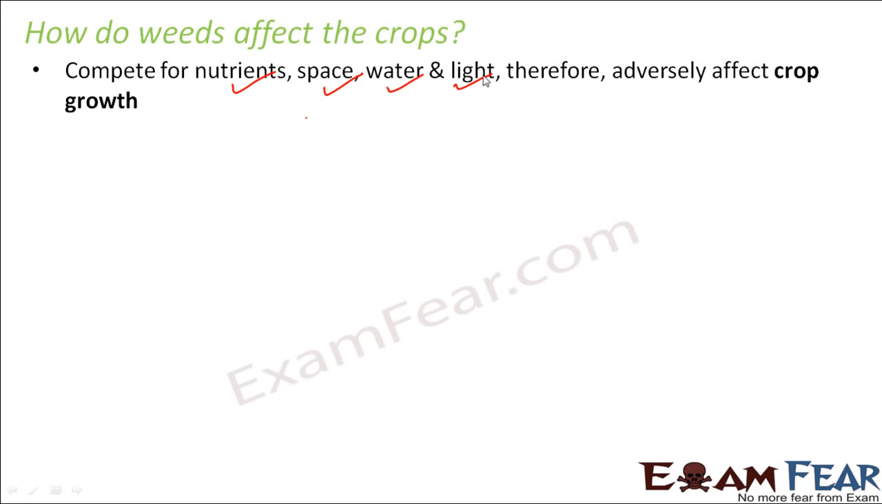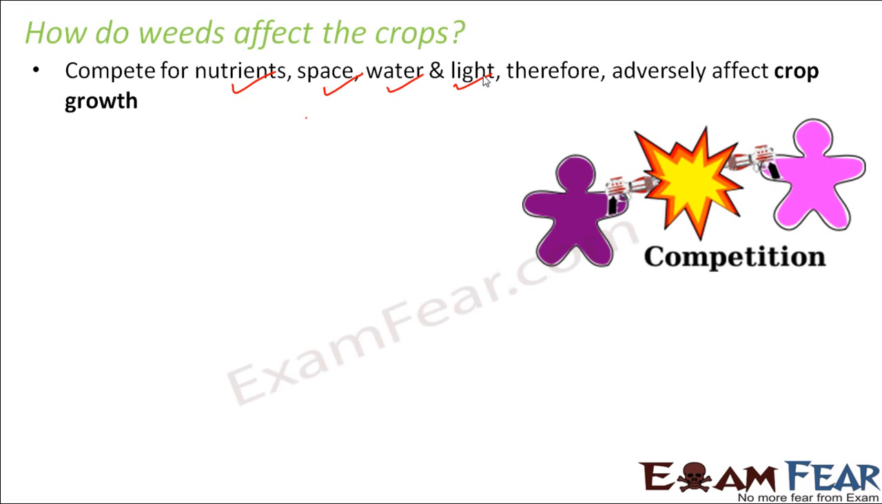So it becomes a kind of competitor to our desired crop which we have planted there. Those crops and the weeds become competitors of each other. Both are fighting for the same nutrients, same space, same water and light. So the result is that, let us suppose if this is the weed and this is our crop, maybe the wheat crop or the rice crop or whichever.